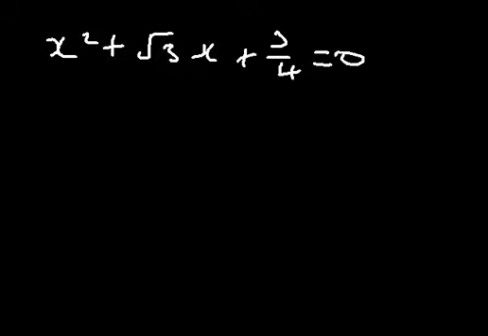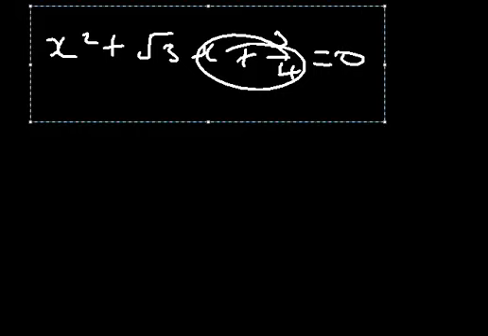And also try this. We have x squared plus the square root of 3x plus 3 over 4, which is equal to 0. Also try to work this one out and determine how many roots, or the nature of the roots, the equation has.